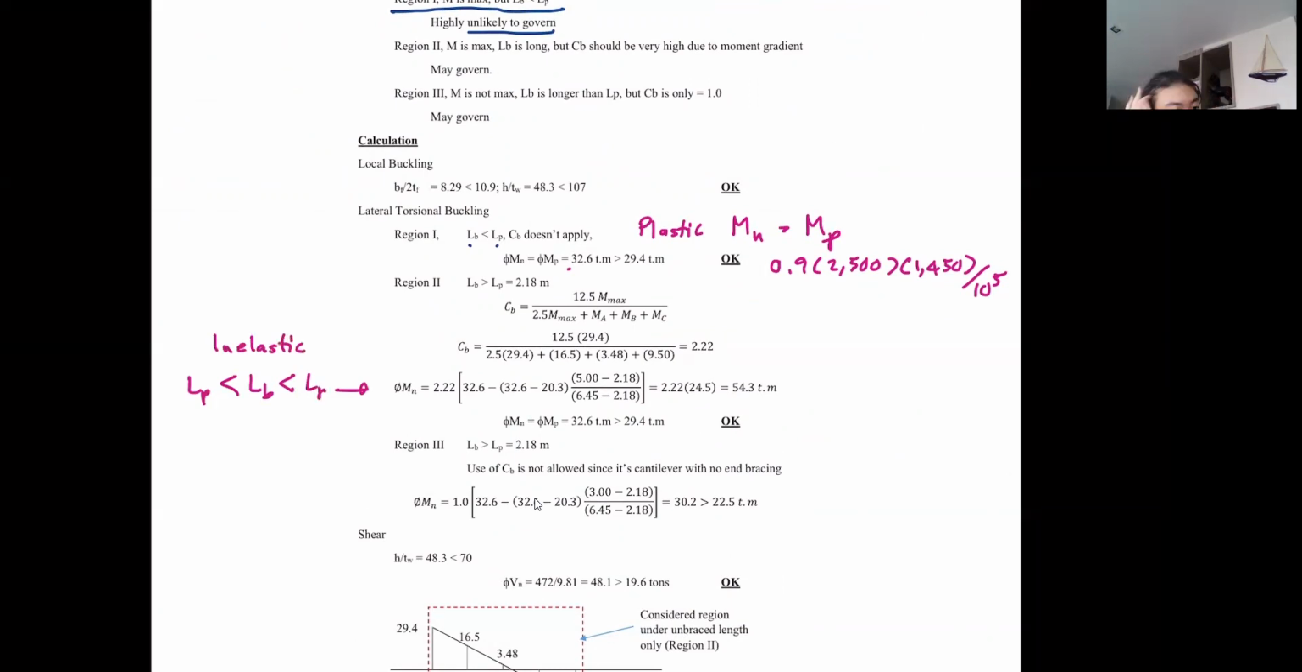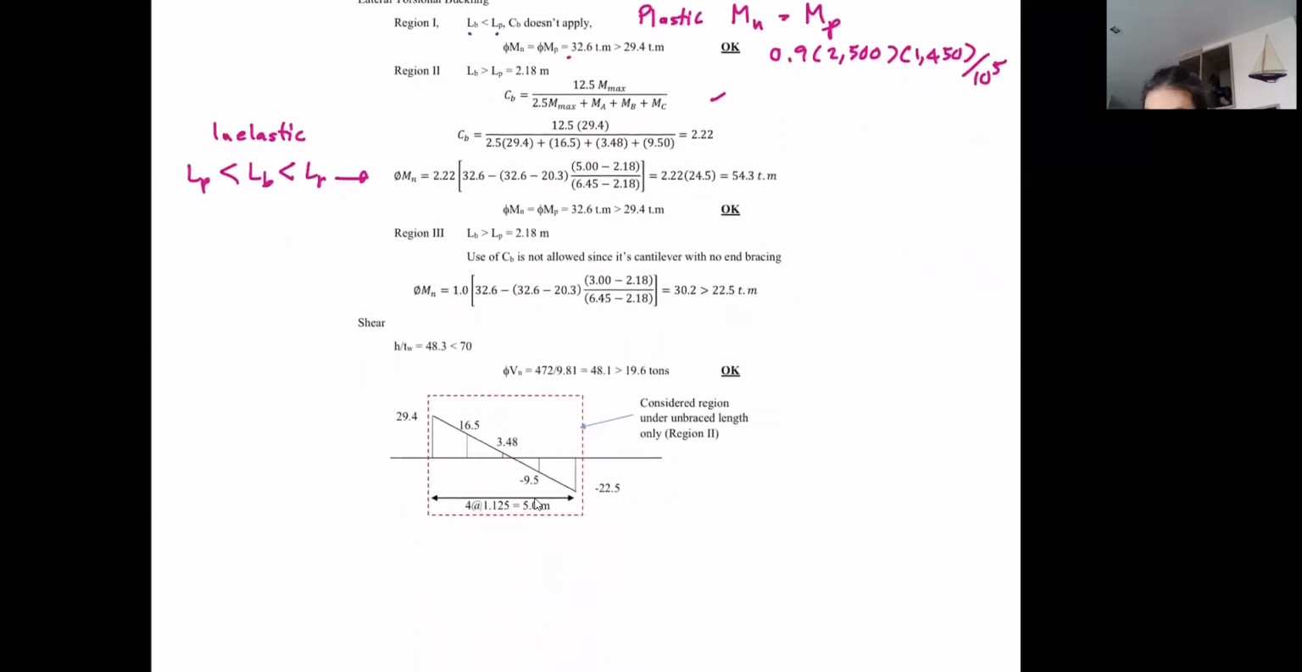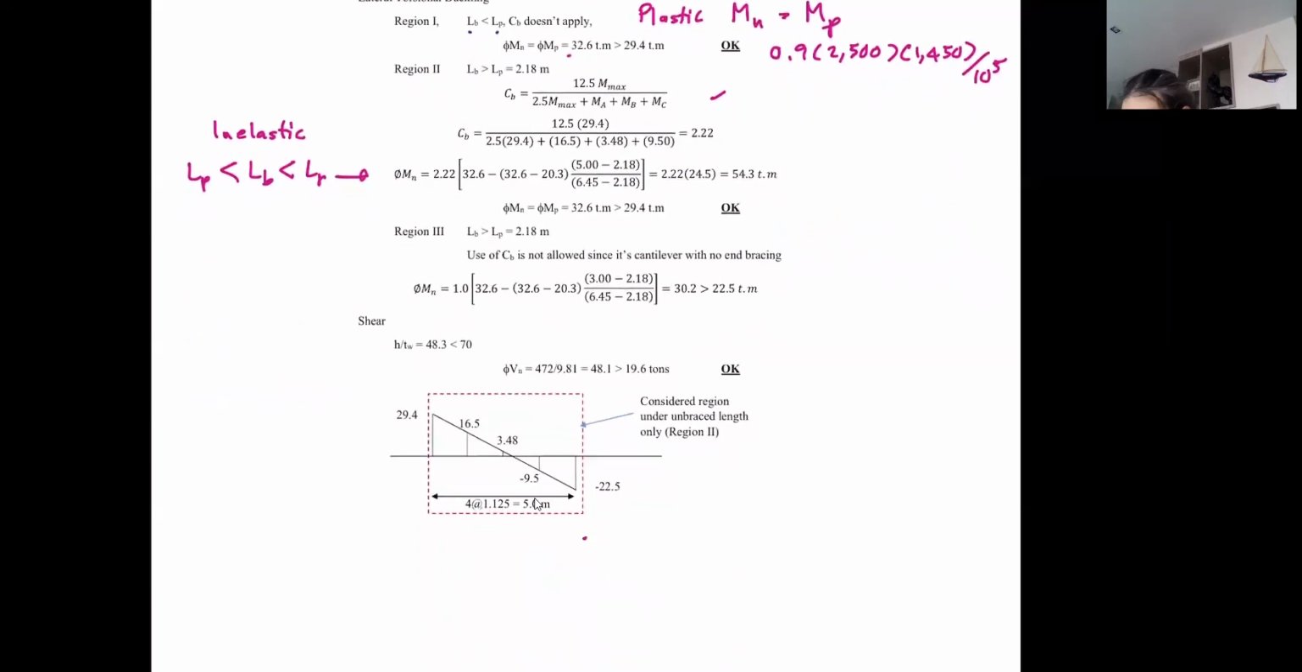As soon as we don't have the plastic, we get help from CB. To calculate this CB, you need to take the bending moment diagram of that region. This is the region 2 bending moment diagram. The M max is this one, the maximum value. Then we divide this into 4 quarters equally and calculate our bending moment values at each quarter point.